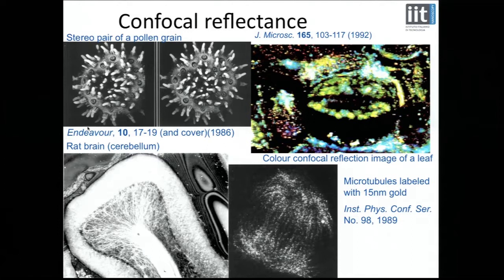These are all confocal reflectance images, taken from the time when I was in Oxford. So this is a stereo pair of a pollen grain. If you cross your eyes, some people can make that fuse to produce a nice 3D image.